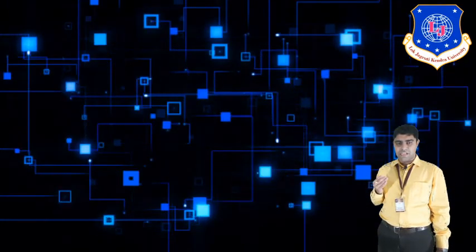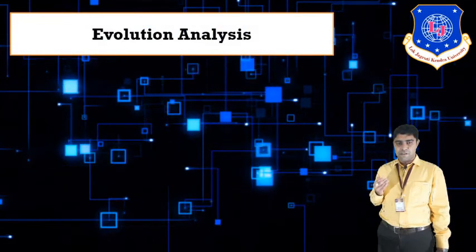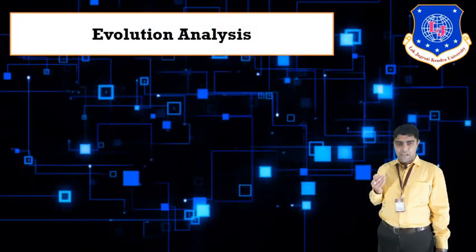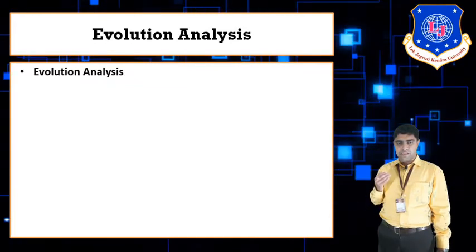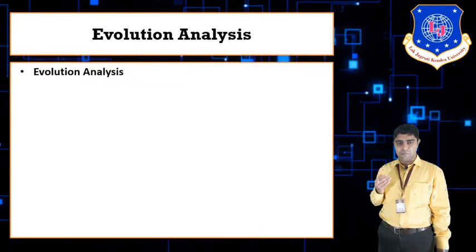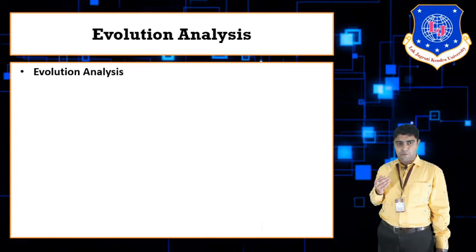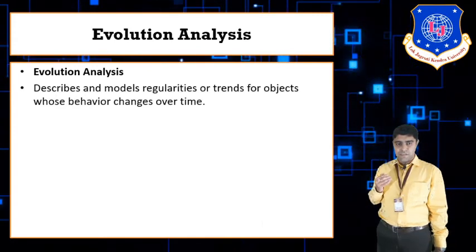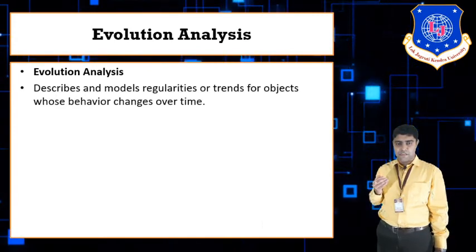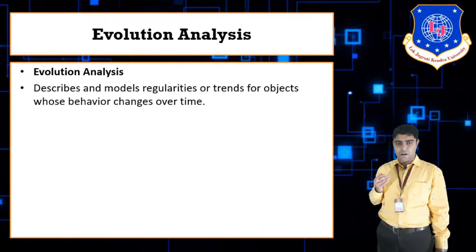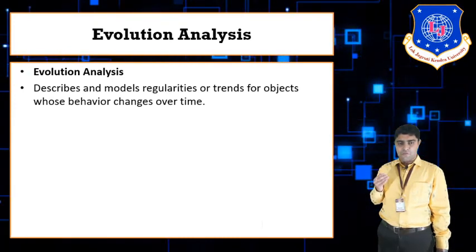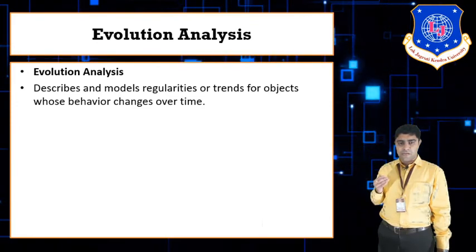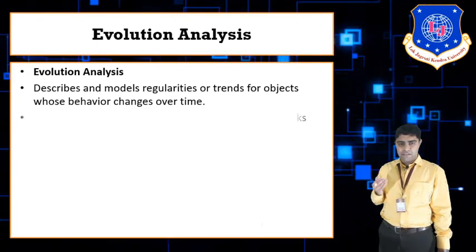The last data mining functionality is evolution analysis. In evolution analysis, we analyze the data and see what type of data is evolving. It describes and models regularities or trends for objects whose behavior changes over time. Objects whose behavior changes over time is what is called evolution analysis.